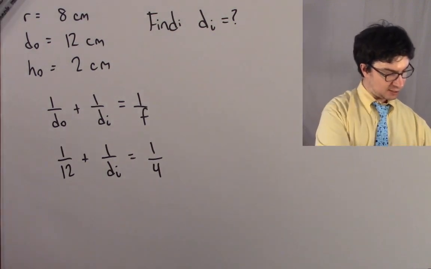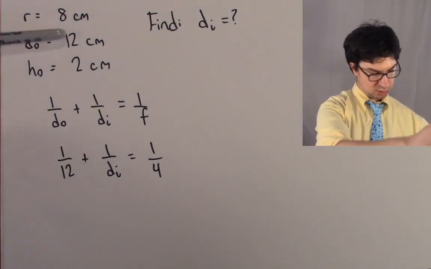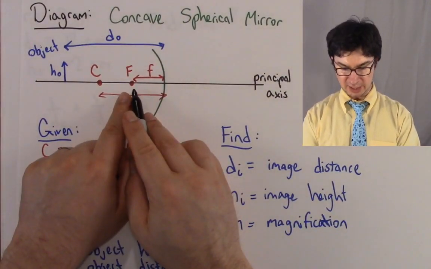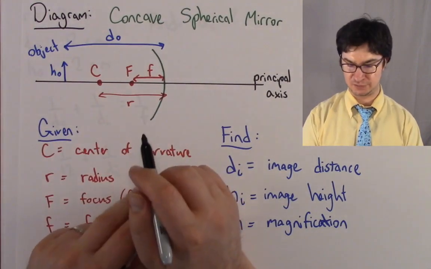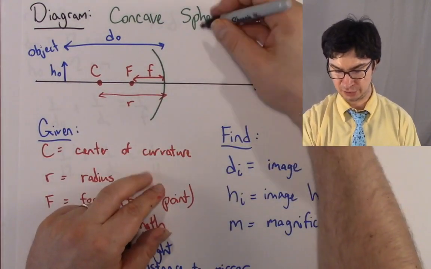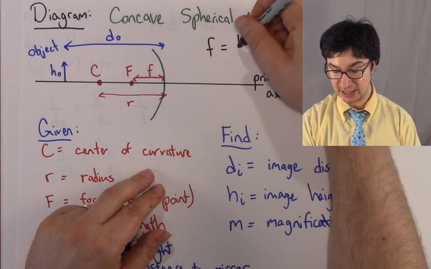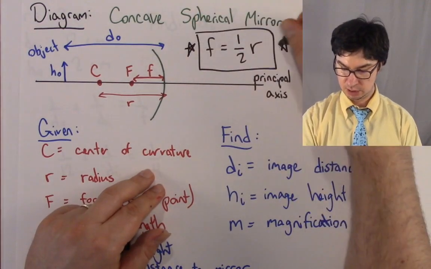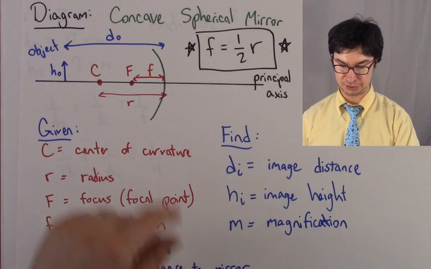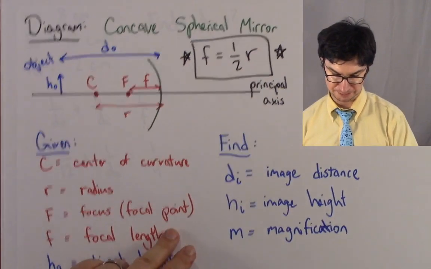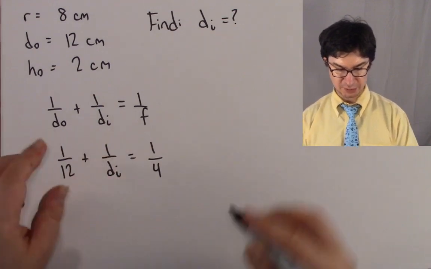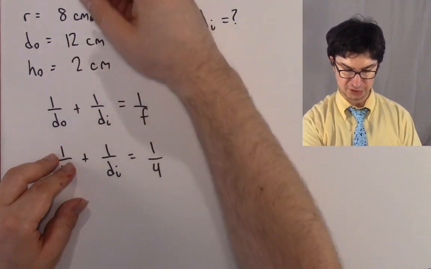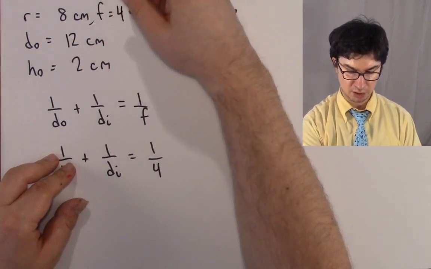If we go back to our original diagram, the focal length is always exactly 1/2 of the radius of curvature. So let's go ahead, let's write that down. If you didn't get a chance to write that earlier, the focal length is exactly equal to 1/2 of the radius of curvature. And that's a really important definition for concave spherical mirrors. So please make sure that you've got that written down. All right, so in this case we've got our focal length. I'll put this up in our givens here. Our radius of curvature is 8 centimeters, so the focal length is equal to 4 centimeters.